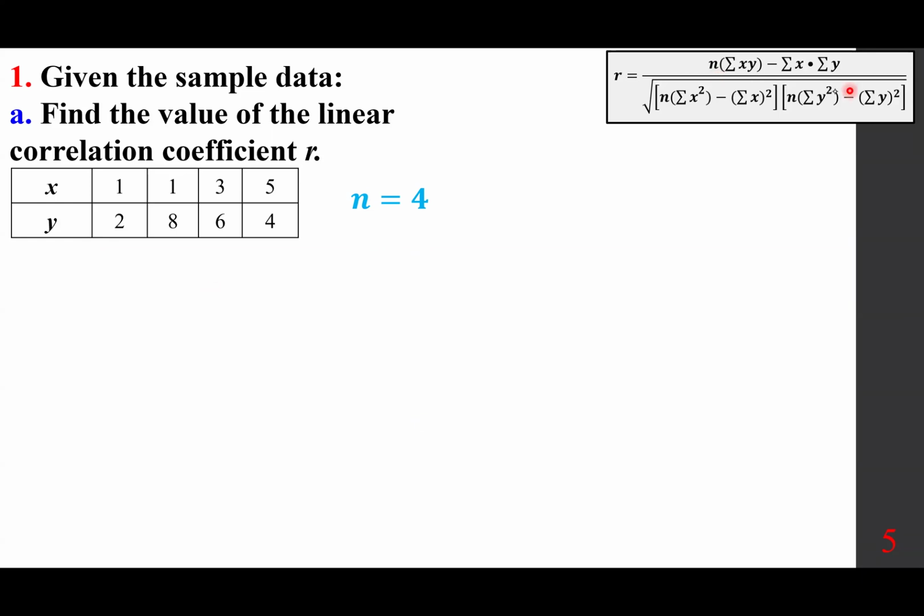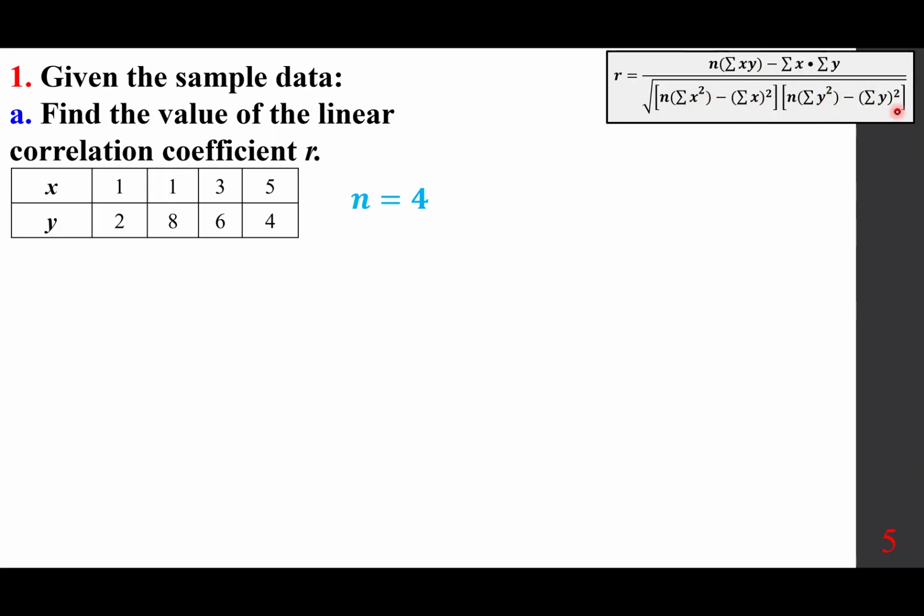The formula is pretty complicated. R is n summation of xy minus summation of x times summation of y, over the square root of the product of two things: n summation of x squared minus summation of x quantity squared, times n summation of y squared minus summation of y quantity squared.